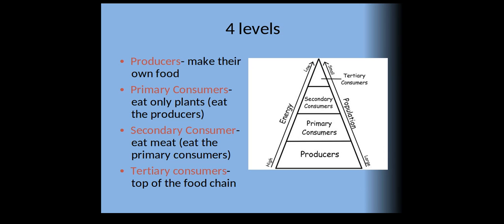Now, lastly comes the tertiary consumers. The tertiary consumers are those who eat the carnivores. Basically, these are the organisms that are at the very top of the food chain. Not many things eat it, but it eats things that eat a lot of other things.